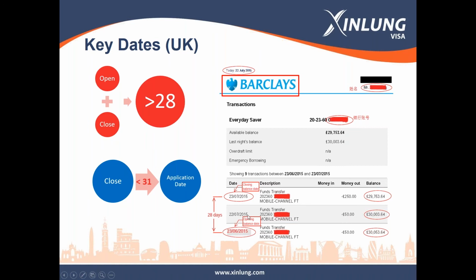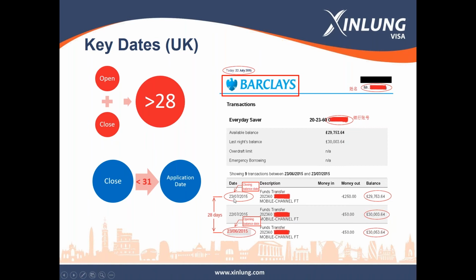If we look on the right-hand side at the balance column, on the 23rd of June there is £30,000 in the bank account. Then it goes towards July. It covers from 23rd of June to 23rd of July. So this is 31 days, more than the required 28 days, which is fine.